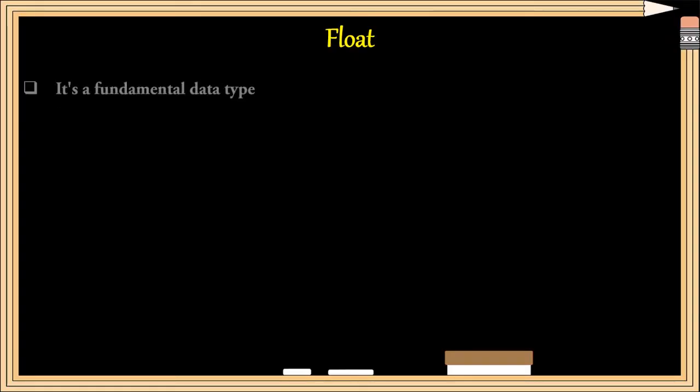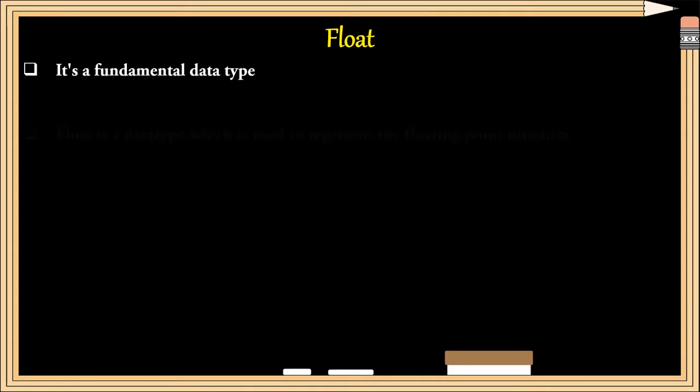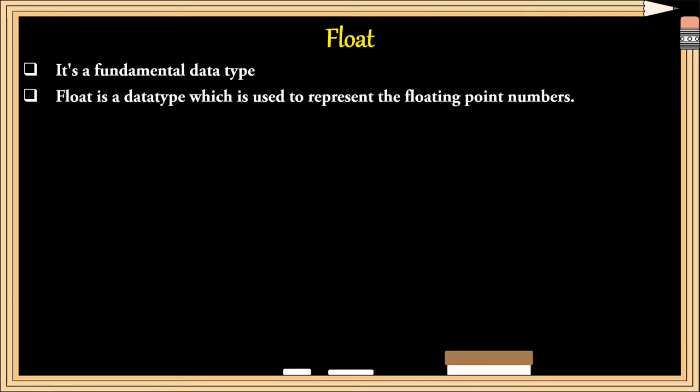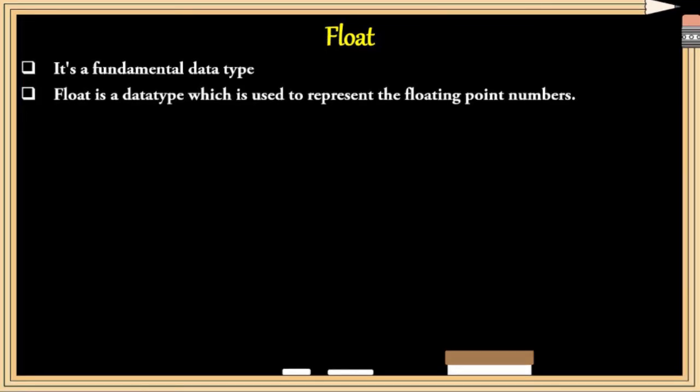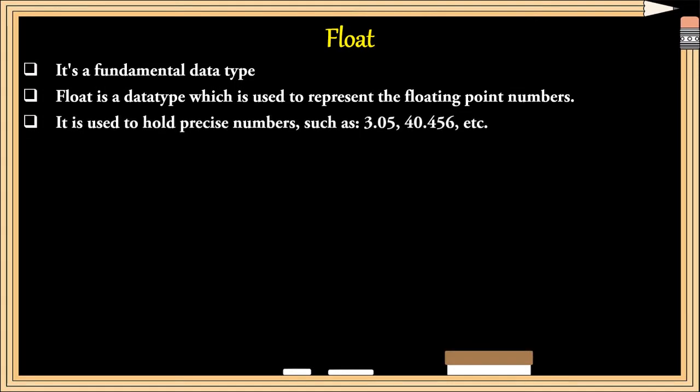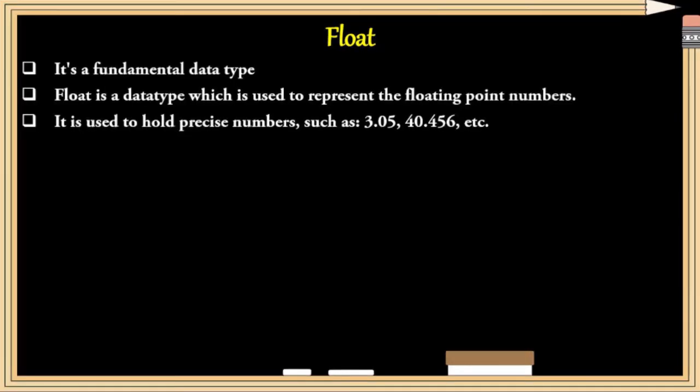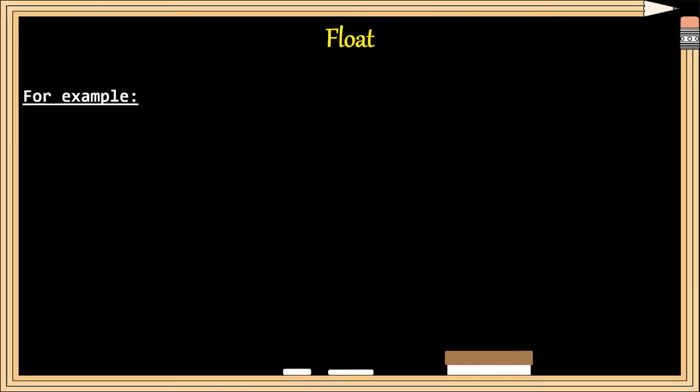Float is a fundamental data type which is used to represent floating point numbers. It is used to hold precise numbers such as 0.45 and 0.456 etc. Let us understand it with an example.